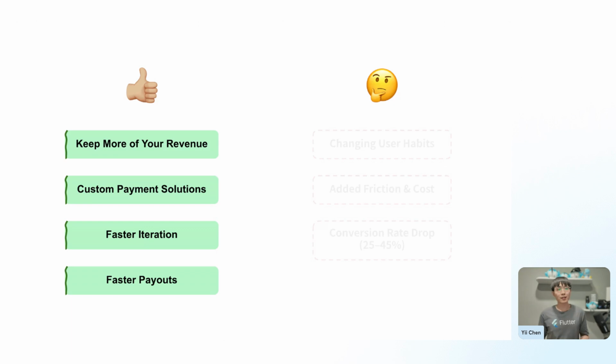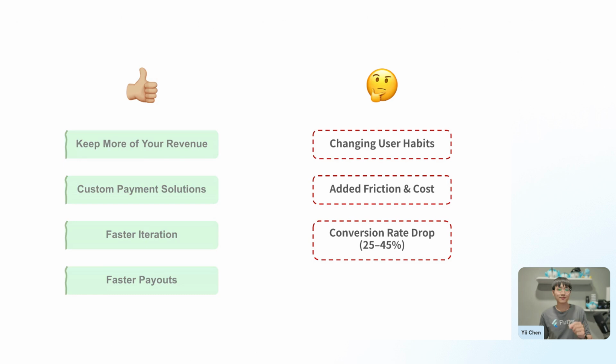The third, faster integration. Since pricing and product changes happen on your own web pages, you skip App Store reviews and can push updates instantly. That gives your marketing teams so much more flexibility. And finally, faster payouts. No more waiting 1 to 2 months for Apple or Google to settle. For startups and lean teams, quicker cash flow can make a huge difference.